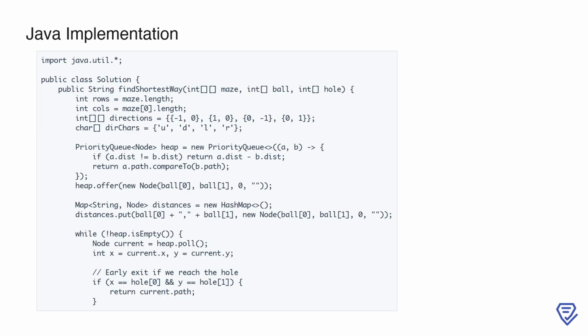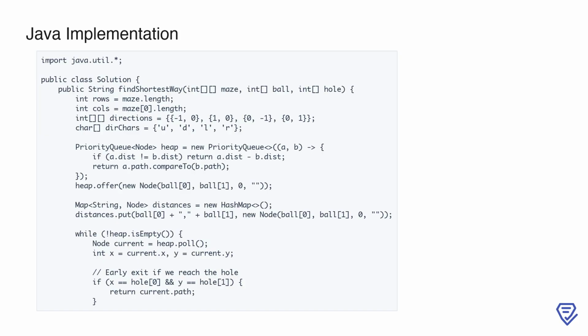Here, we begin by defining the findShortestWay function, which takes the maze, the ball's starting position, and the hole's position as inputs. We start by setting up some key variables, rows and cols to represent the dimensions of the maze, and directions, which is a 2D array containing the 4 possible movement directions: up, down, left, and right. Correspondingly, we define dir_chars to map these directions to their respective characters, U, D, L, and R.